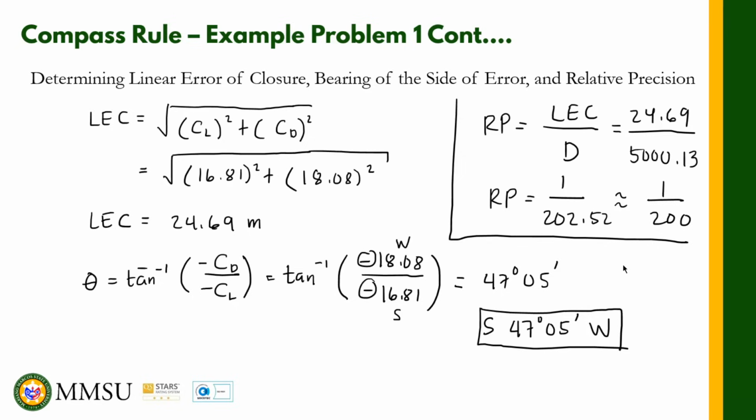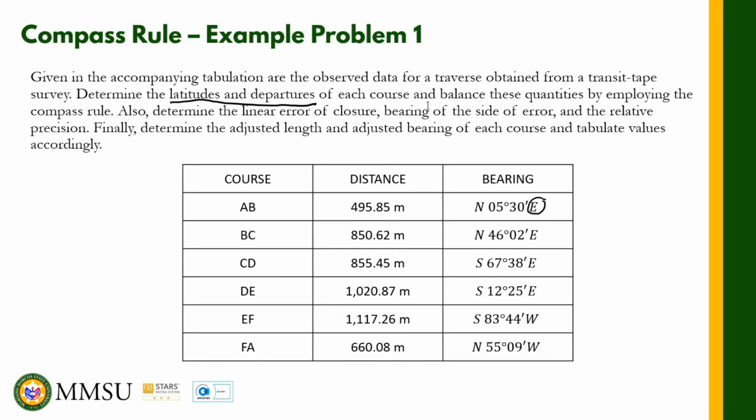So we have already determined the linear error of closure, the bearing of the side of error, and the relative precision. Ngayon, ang susunod na is, na-compute na natin yung linear error of closure. Now, we need to adjust. Okay? I-adjust natin yung latitude at saka departure para ma-balance. Yun na yung sinasabi ng problem natin dito na balance these quantities.